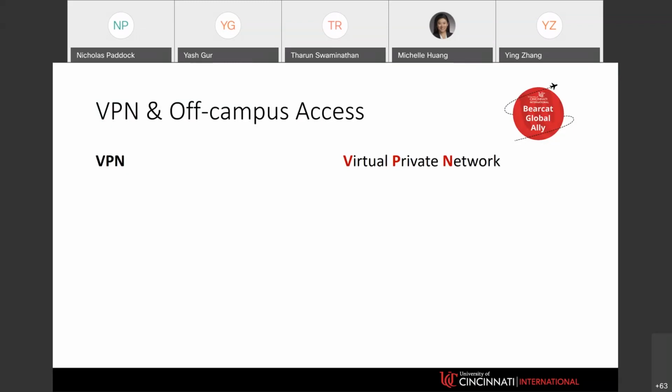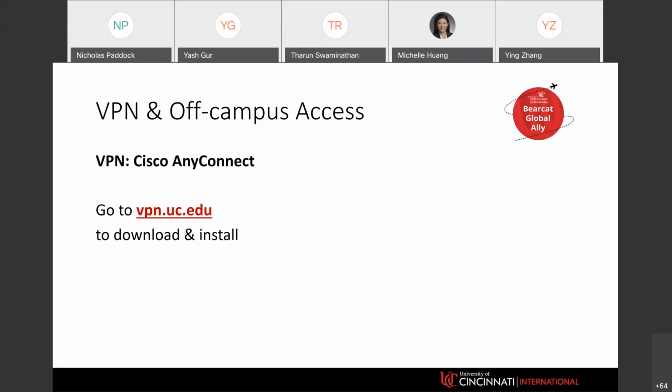It's an abbreviation. If you haven't already known this, just consider it as a bridge which connects you to the private network that only offers access to authorized users. So consider UC's network as a private network, and you as a UC student are authorized users, all right? UC uses Cisco AnyConnect. So you can go to VPN at uc.edu and install.